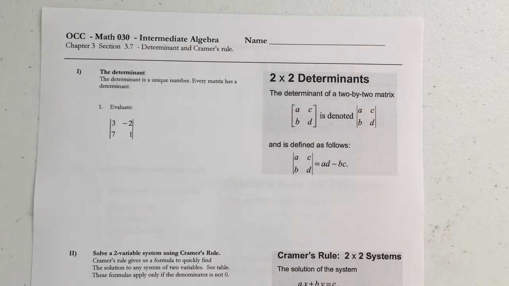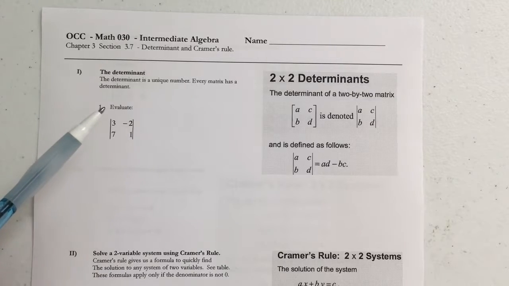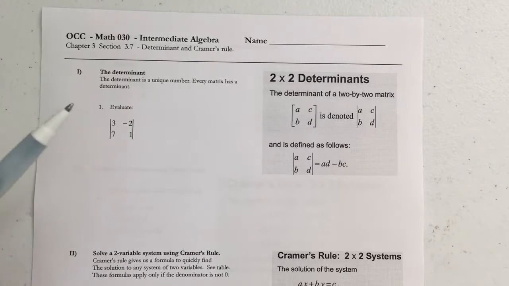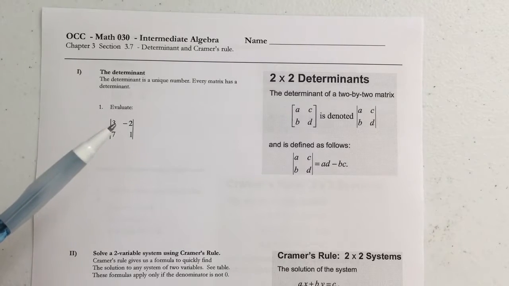Now, the determinant is a number. Think of it like a blood test. When you go and get a blood test regarding your blood pressure, for example, you get a number. And that number tells you something about your health, maybe. So the determinant is just a number.